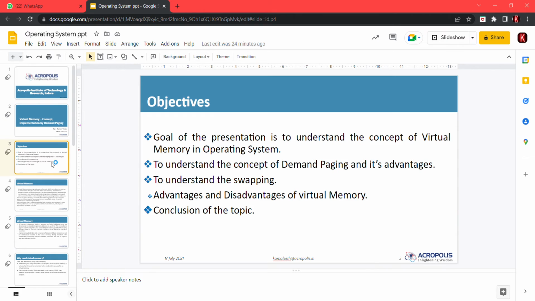Now the objectives of my presentation: the goal of the presentation is to understand the concept of virtual memory in operating systems, to understand the concept of demand paging and its advantages, to understand swapping, the advantages and disadvantages of virtual memory, and the conclusion of this slide.